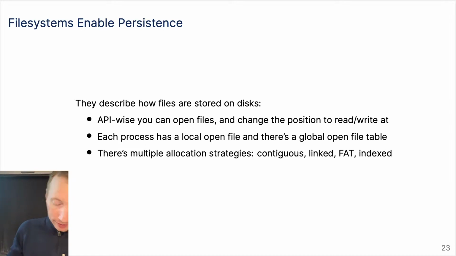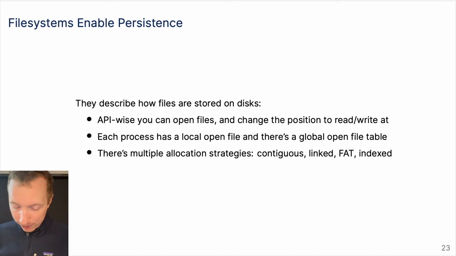And then we saw some different allocation strategies: contiguous, linked, FAT, which is the file allocation table, which was the same thing as linked, but we just store all the pointers together. And then we saw indexed. And then we'll see some more interesting ones next lecture.